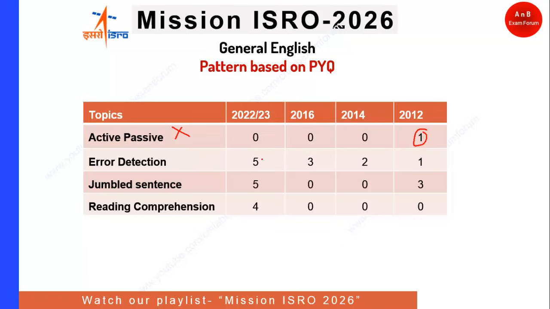Afterward, error detection, you should practice a lot, 5 questions. Jumbled sentence, again 5 questions. And reading comprehension, as I told you in the previous year, only last year we have seen 4 questions, and there was only 1 passage in the reading comprehension for assistant and UDC. For JP and steno, definitely there will be 2 and 3 reading comprehension, because one section itself consists of 100 marks.